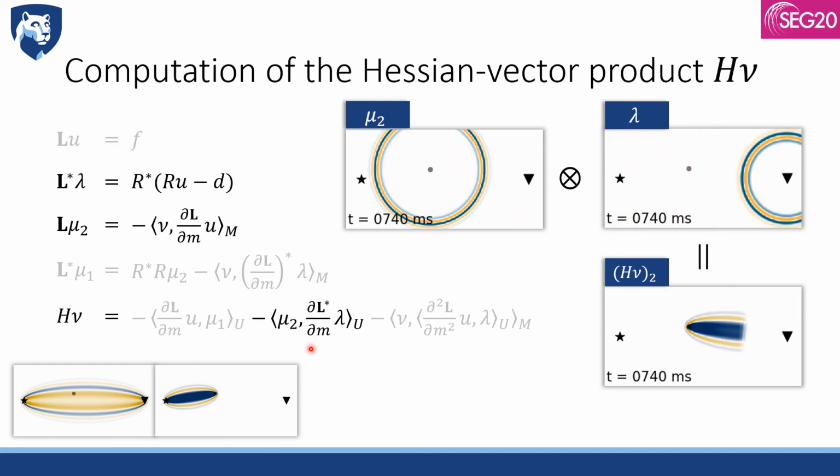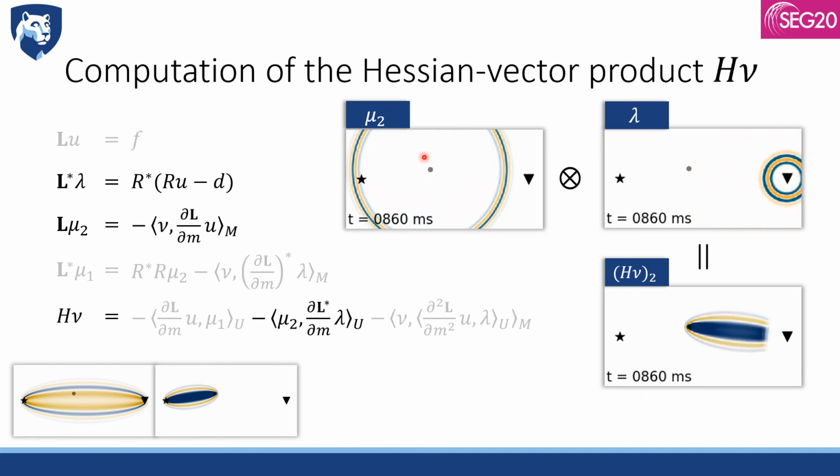The second term is the interaction between nu2 and lambda. Nu2 is excited by the scatterer, and lambda has the adjoint source at the receiver. So H nu2 is sensitive to the structure between the scatterer and the receiver.